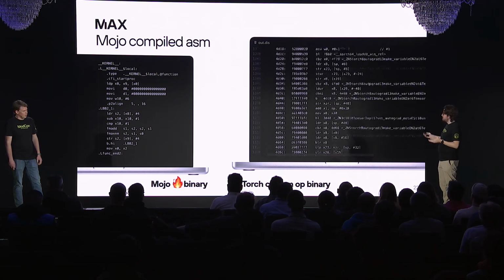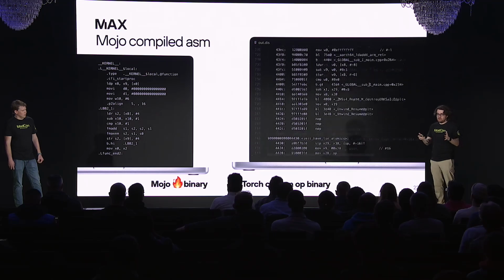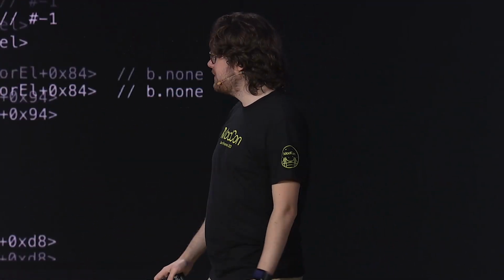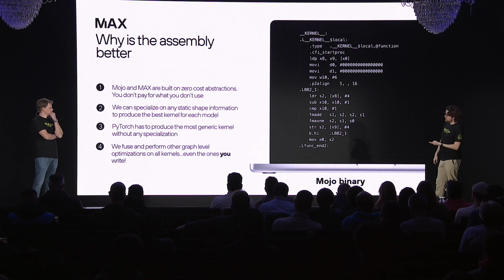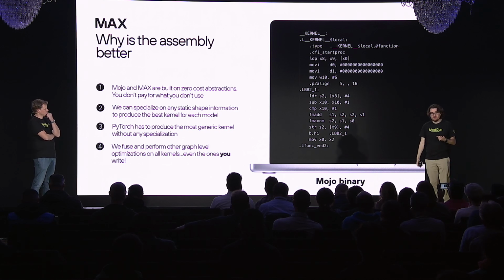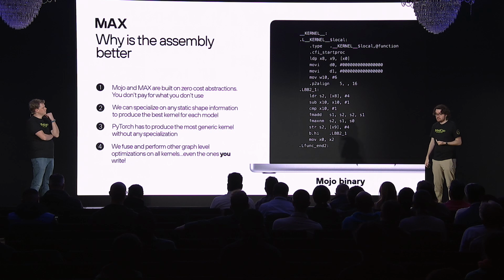I think in this case it was like 1 by 10. But the point is that if you have a model that has that size, you'll get the most optimal kernel for that size. And for free, you didn't really need to do any template metaprogramming inside of the kernel to enable this. And the reason the assembly is better is, 1, there's fusion. 2, there's the static shape information that we're able to propagate and specialize the kernel on.